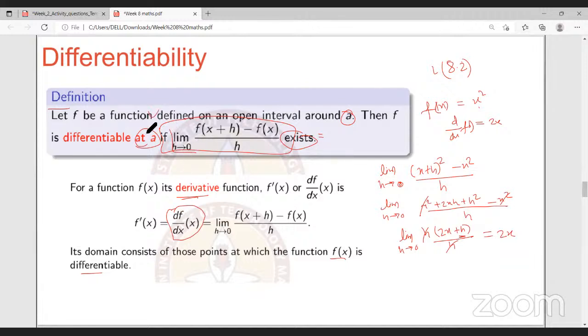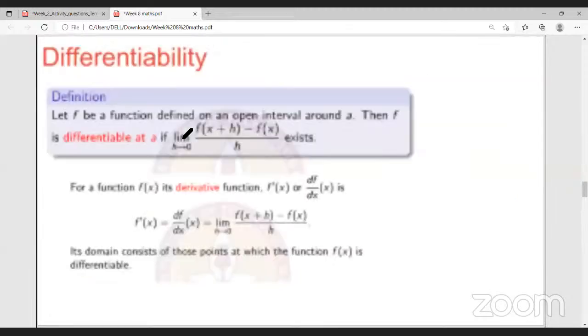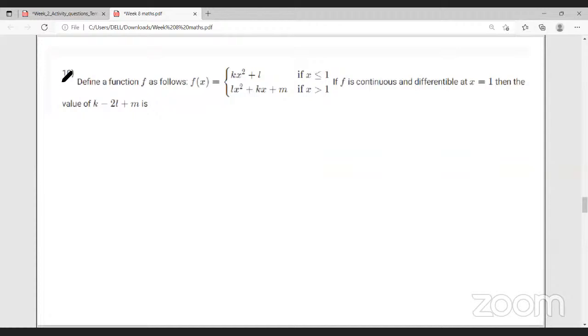Okay, we are finding out whether the function is differentiable or not. We have to check this condition only, so solve this limit only. We'll discuss one example here, from the activity, the last question. We have to find out the value of this.